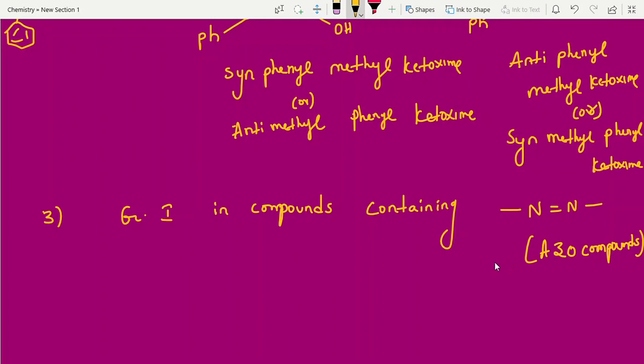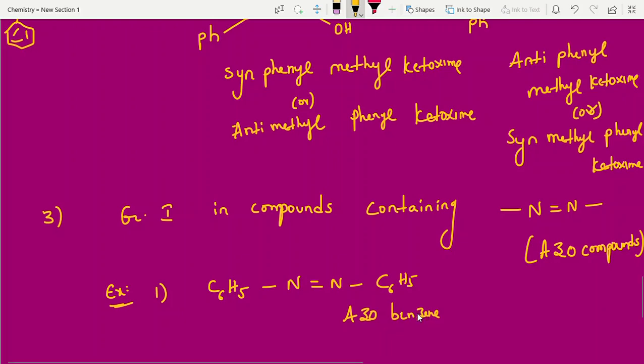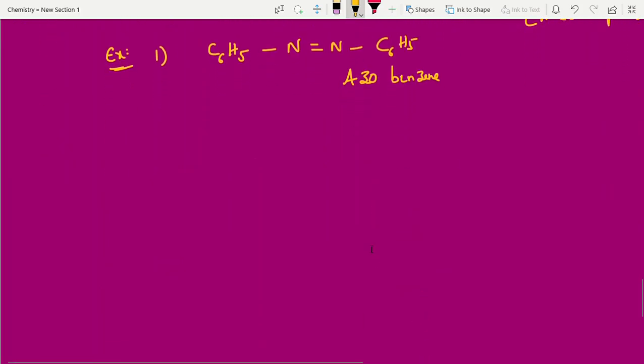Okay, now students, I am giving one example here. C6H5 phenyl group, we can write like this, C6H5 N double bond N, C6H5. This is what we call azobenzene. Can you write syn and anti? Okay, we'll try this one. Nitrogen has lone pair, right? Nitrogen has here lone pair, here also lone pair.